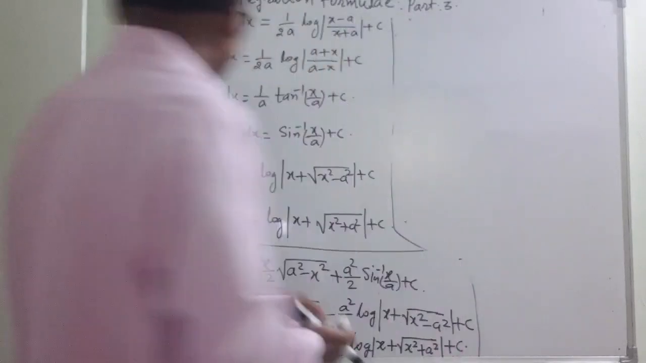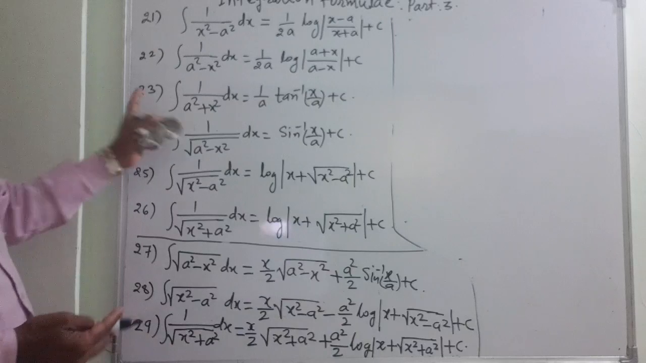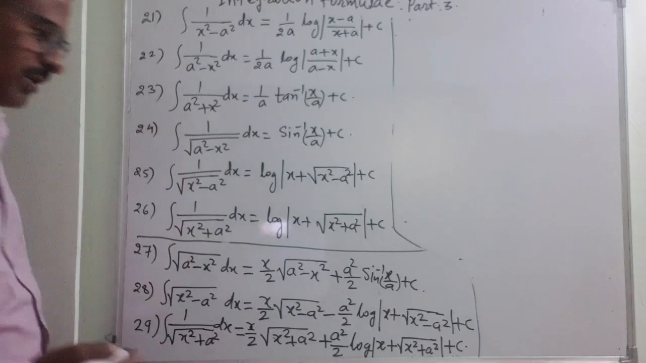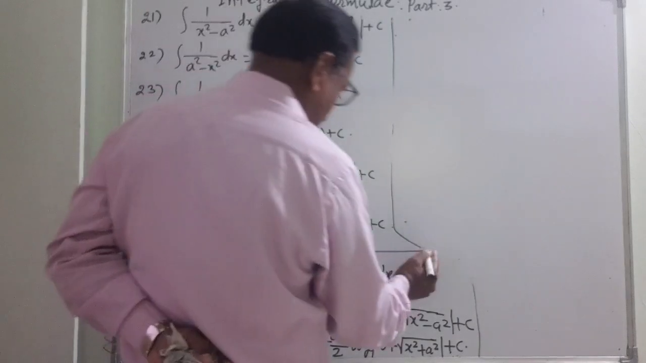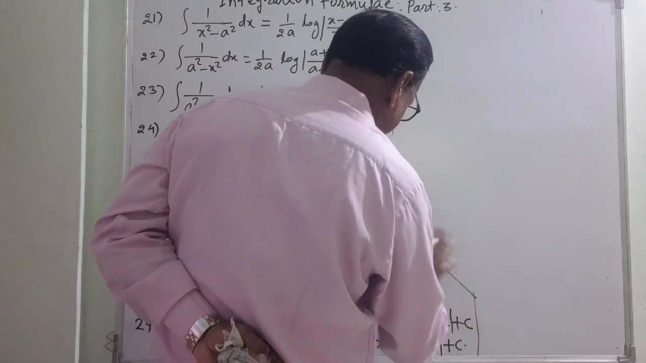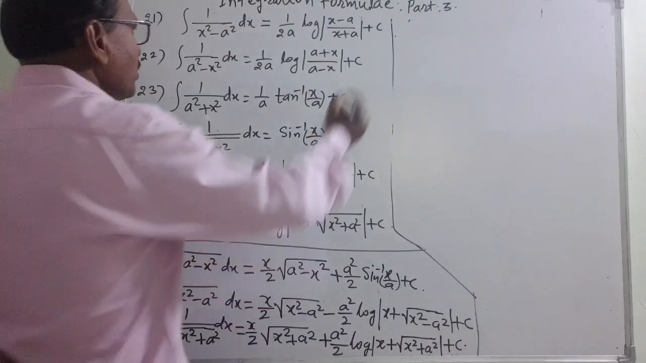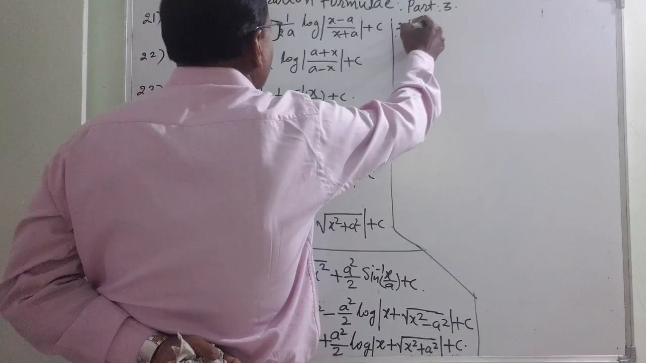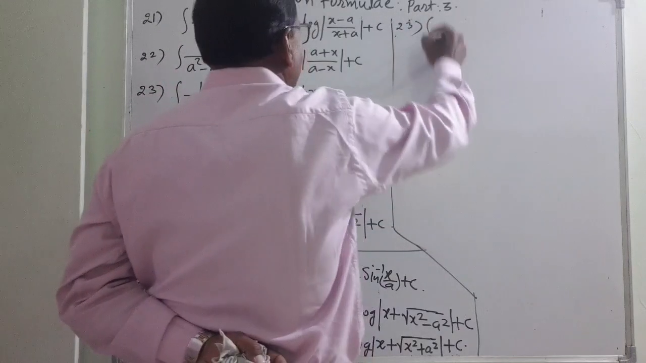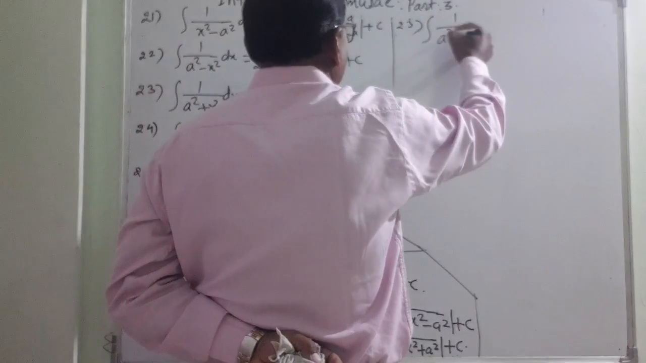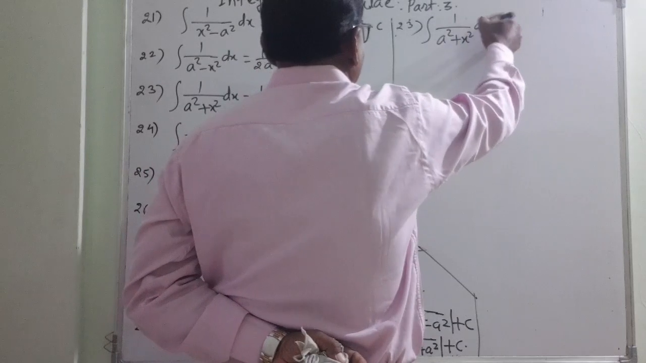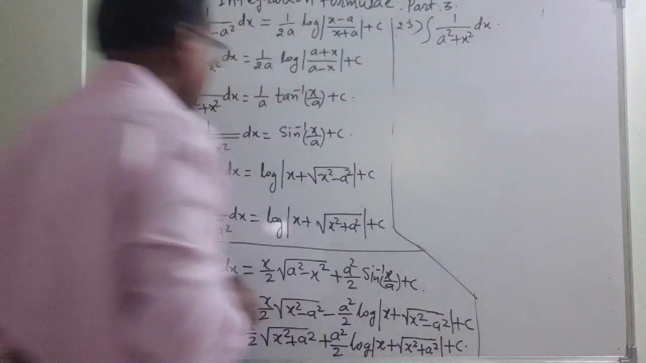Now this 23rd sum, that also can come for the board for 2 marks naturally. Utilization generally comes. 23rd, how to do this? Integration of 1 upon a square plus x square dx. This I have to solve.